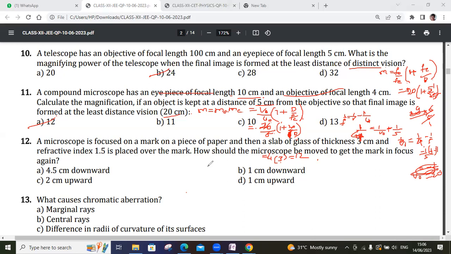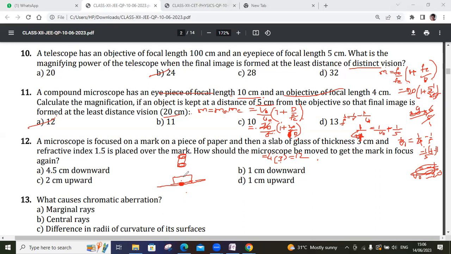So, basically, you have to make U the same, then V will be the same. So it will come into focus again. Correct? So how to make U the same? Because when you keep a slab on the mark, initially the microscope was getting some U. Now U will not be the same because of refraction. There is bending of light.